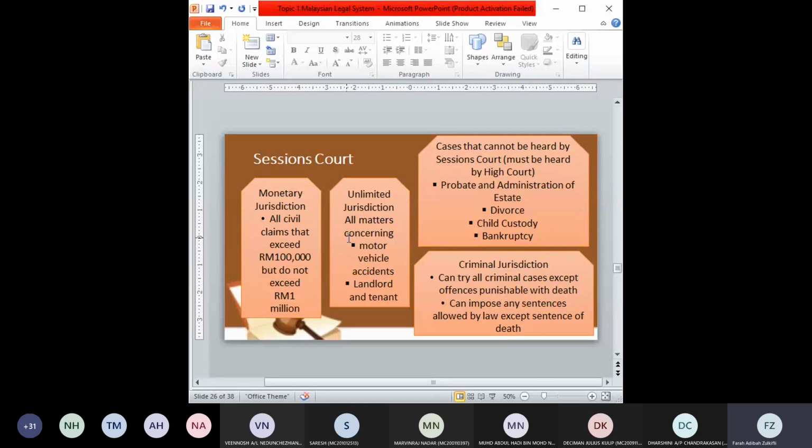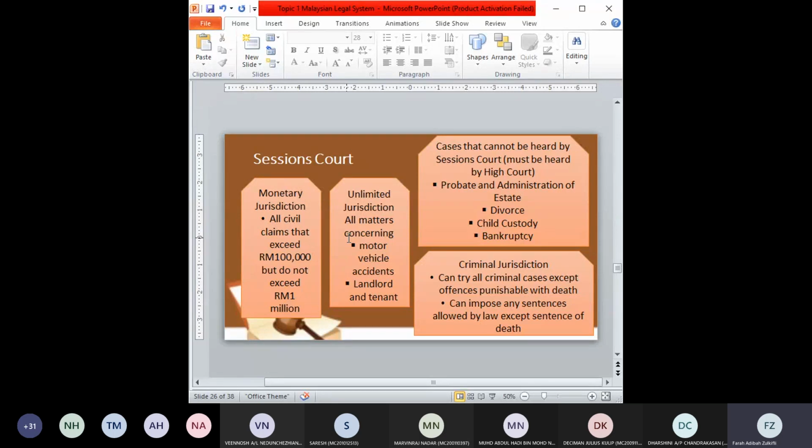But there are some kinds of civil cases that cannot be heard by the Sessions Court. If your claim is on these subject matters, you cannot file your claim at the Sessions Court, no matter how much the amount you claim is. The case must be heard by the High Court. The first one is probate and administration of estate. It doesn't matter how much property you have, even if your property is less than 1 million, the case still has to be heard at the High Court.